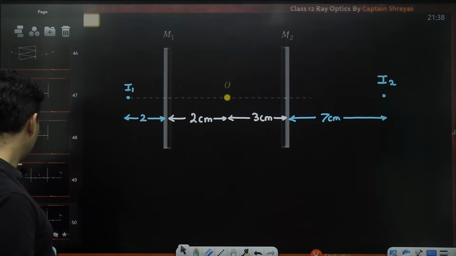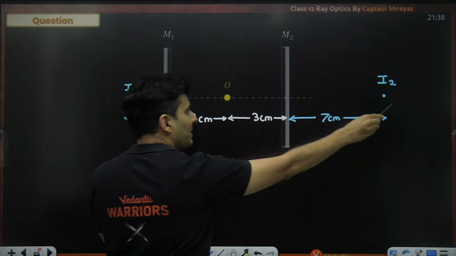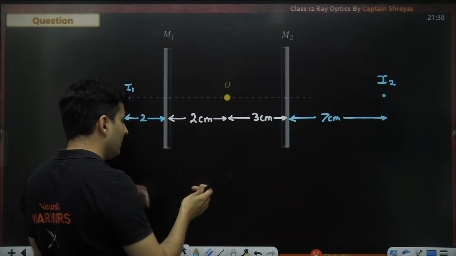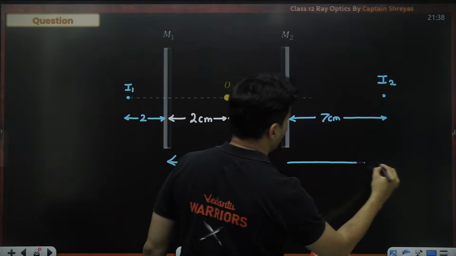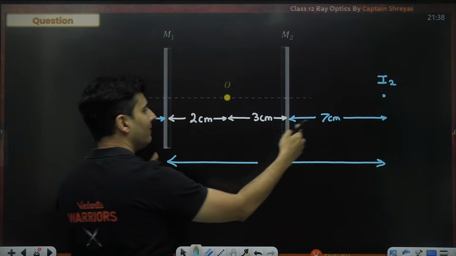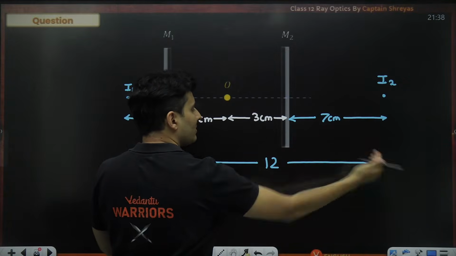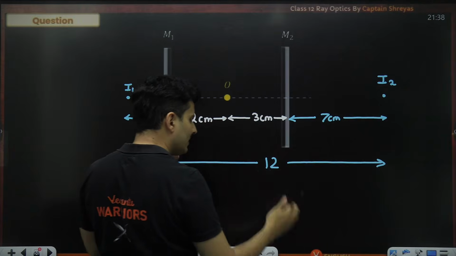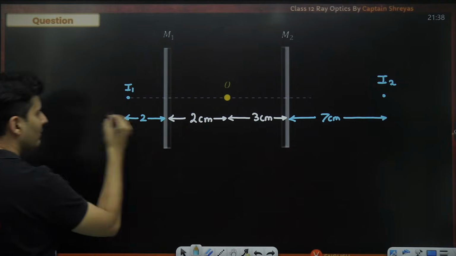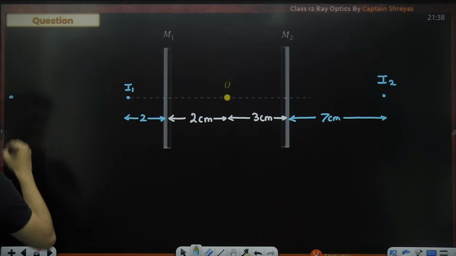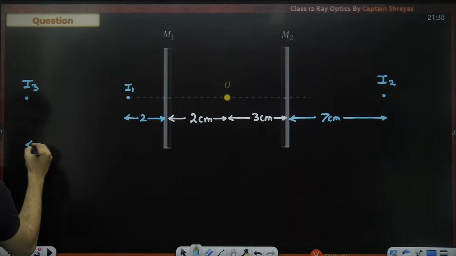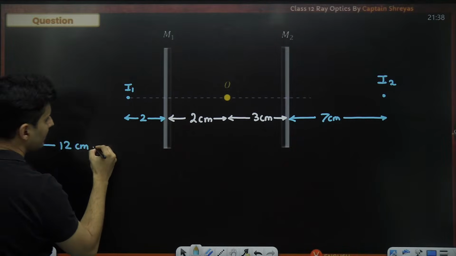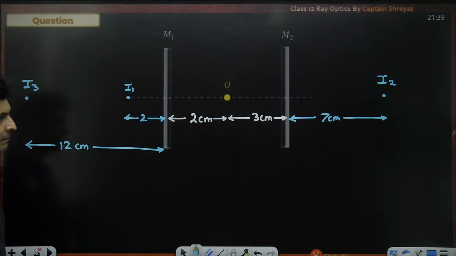The next step. This image will act like an object now for this mirror. How much is this exactly? 2 plus 3, 5, 5 plus 7, 12. So for this mirror, this object is 12 centimeters in front. So the image will be formed 12 centimeters behind. Okay, somewhere over here. So I'm just showing like this. So this is the third image which will be formed, which will be 12 centimeters behind this mirror.